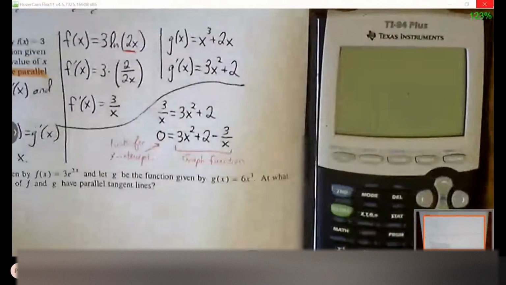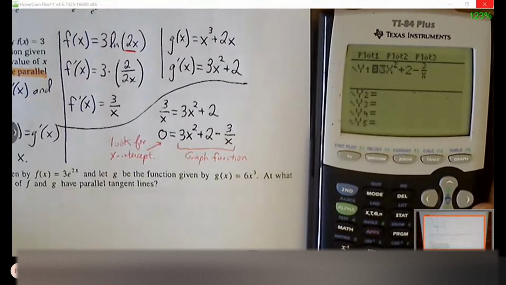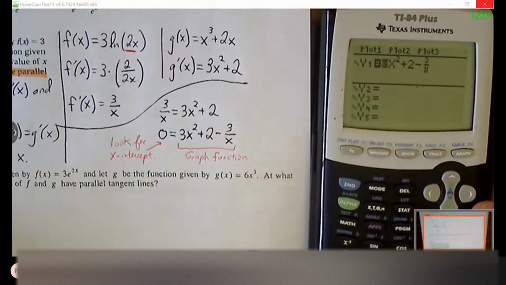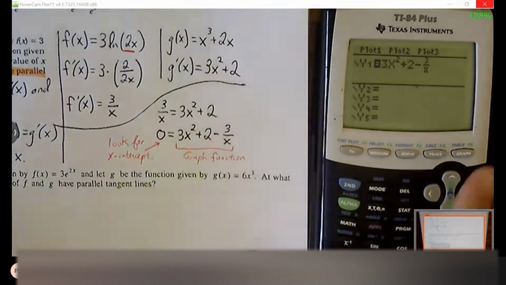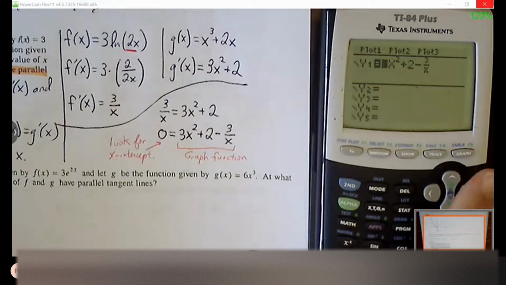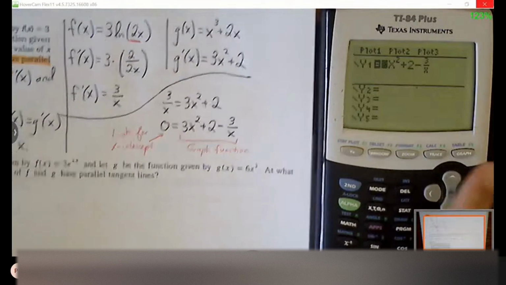Okay, so here's my calculator. I'll go to y equals 3x squared plus 2 minus 3 over x. Sometimes you may have to play around with the window so that you can see where that x-intercept is going to occur. I do want to point something out here. I think this is something you can hopefully take advantage of, especially on multiple choice sections, when you're dealing with the calculator and you're trying to graph a particular section.